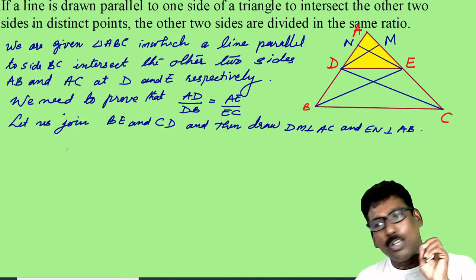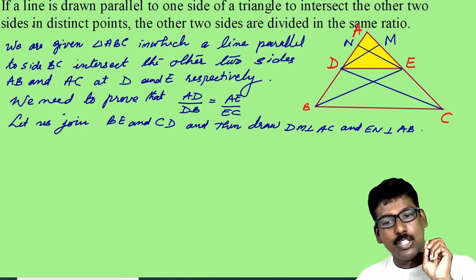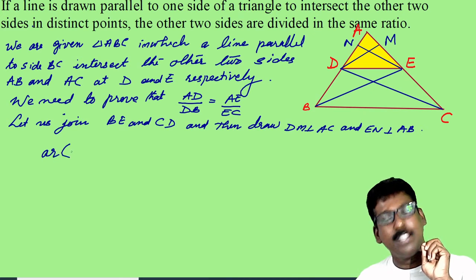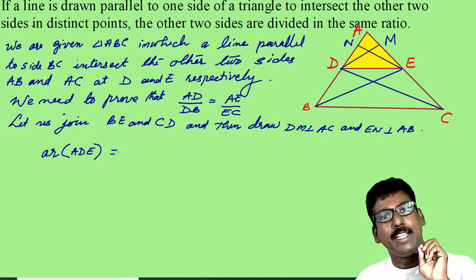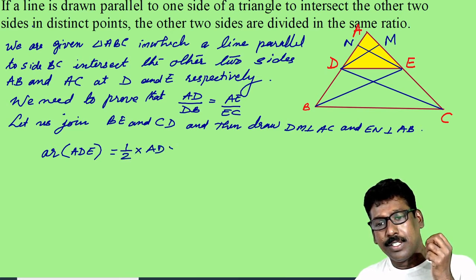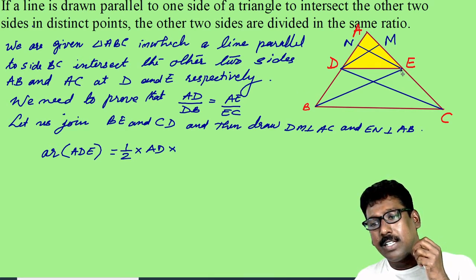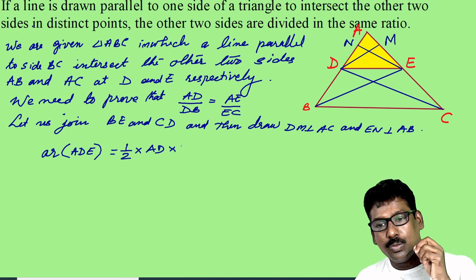Now, let me consider the triangle ADE. I want to find out the area of triangle ADE with AD as base. In short, you can write ar(ADE). This means area of triangle ADE with the base AD. So, how will you write it? You can write it as half into base AD into what's the height? You can see, to base AD the height is EN. So half into AD into EN.